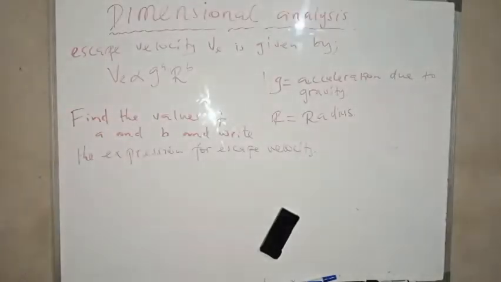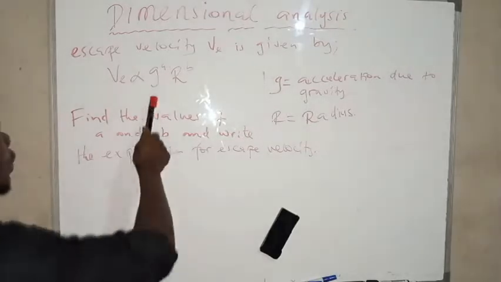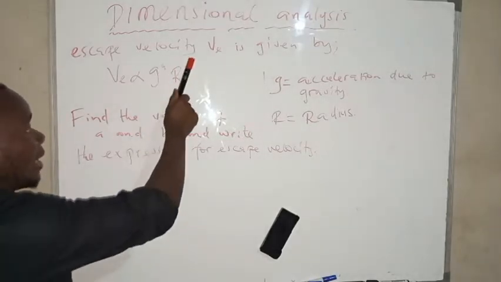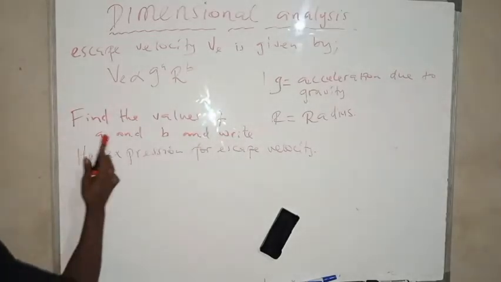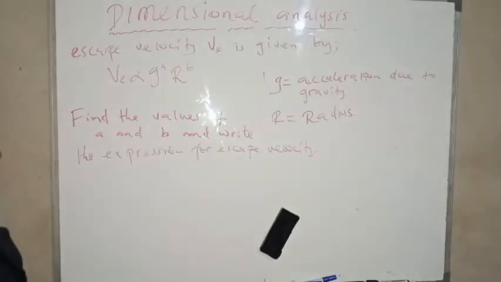The question is basically on the escape velocity, which is proportional to acceleration due to gravity raised to the power A and radius raised to the power B. The question says find the values of A and B and write the expression for escape velocity.